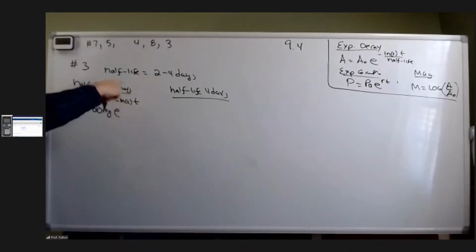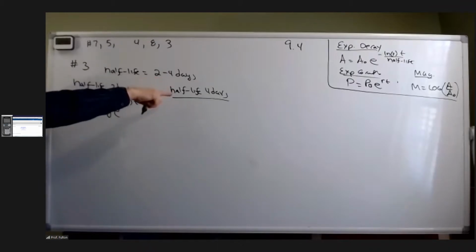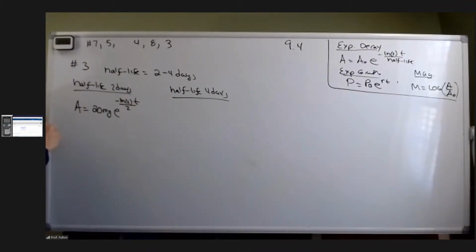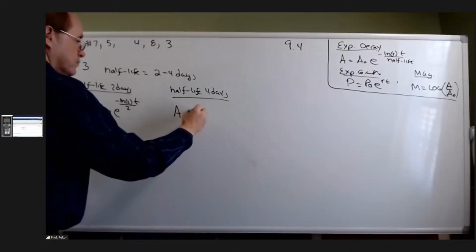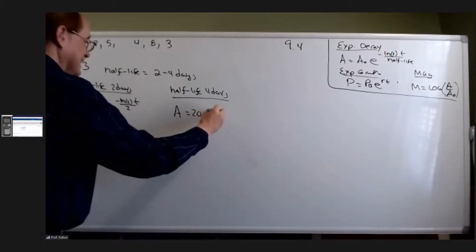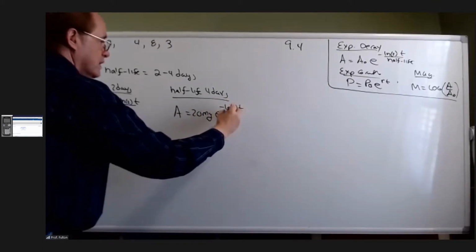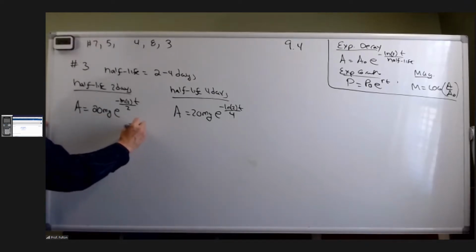T is now going to be in days, where the previous one was in years, because the half-life is in days. Over here's the minimum, 2. And then you have the other one, A is equal to 20 milligrams, e to the minus natural log of 2 times t over half-life is 4. 2 different types of things. We want to find t.